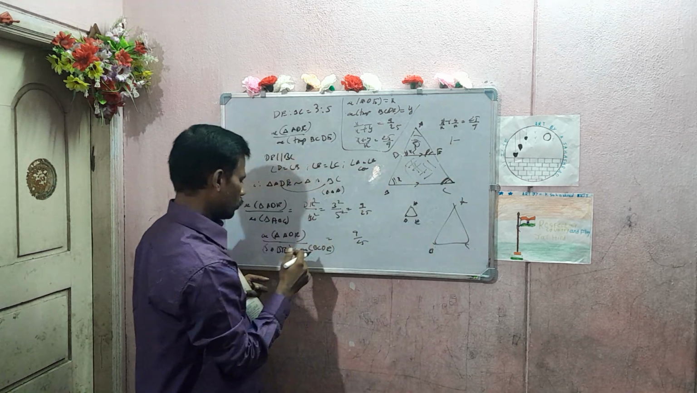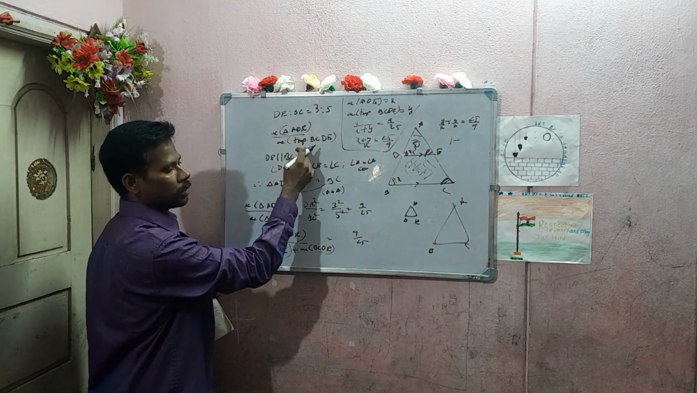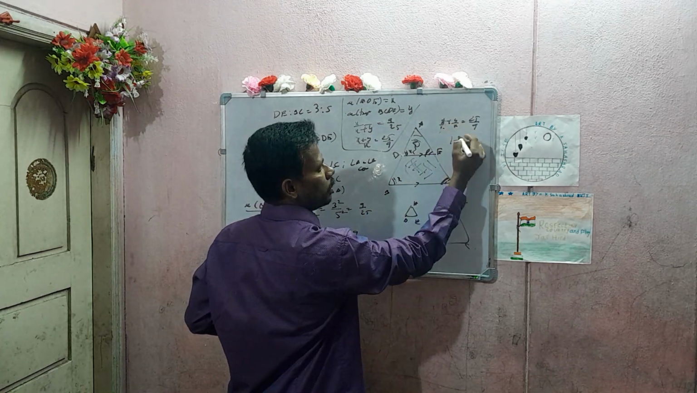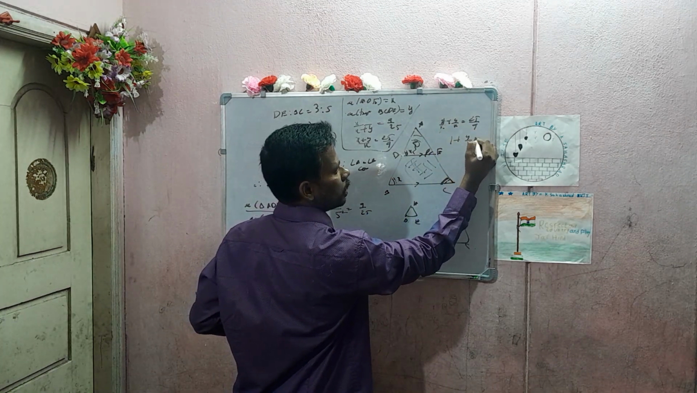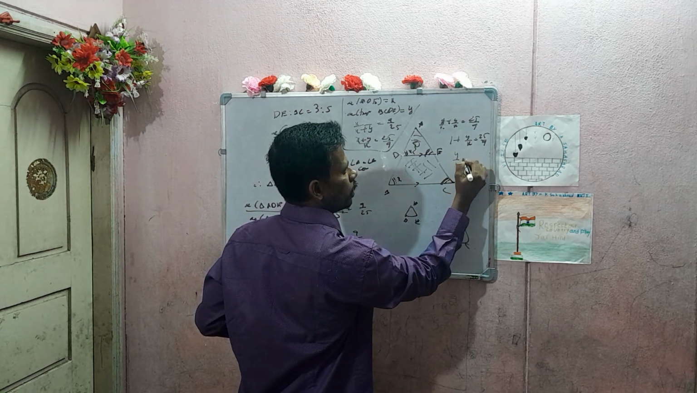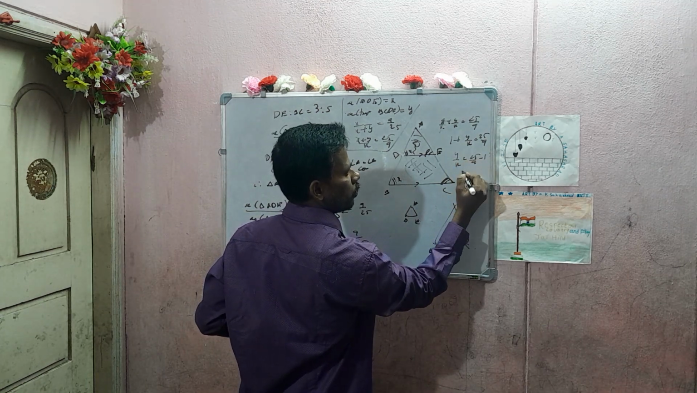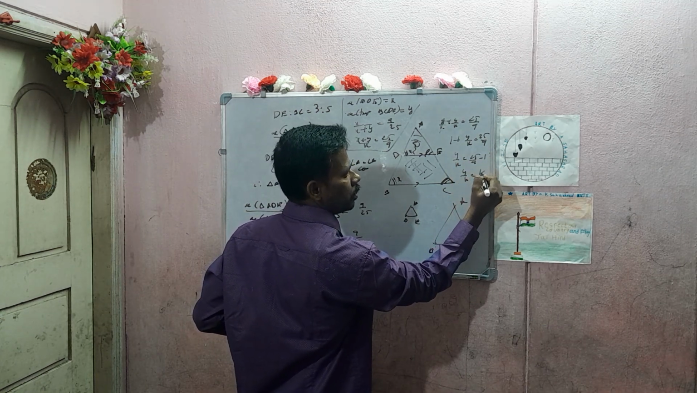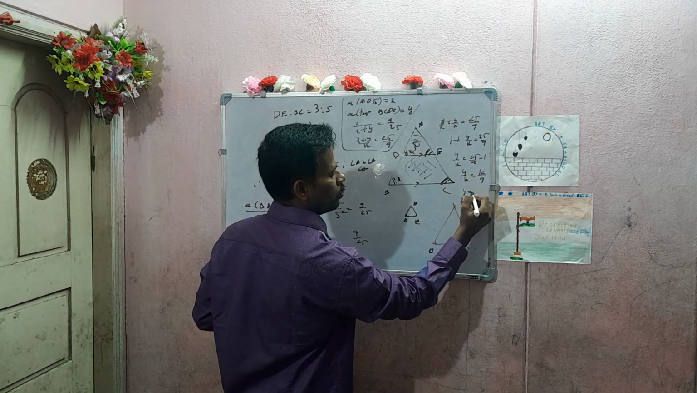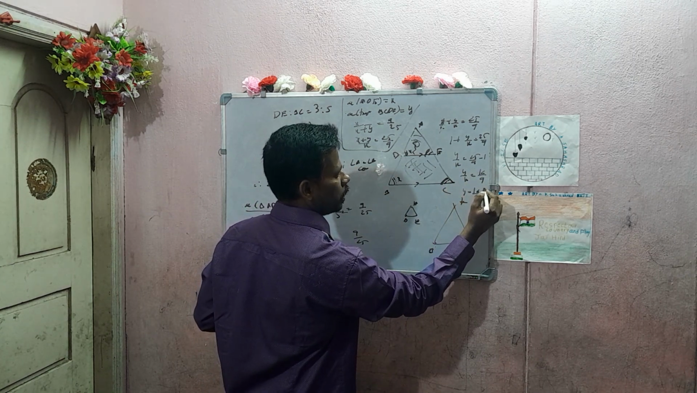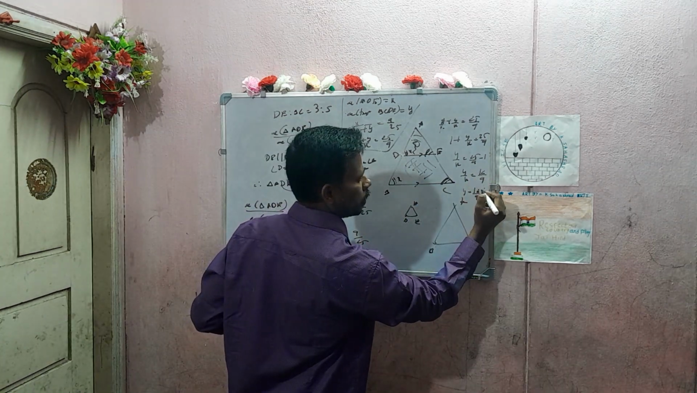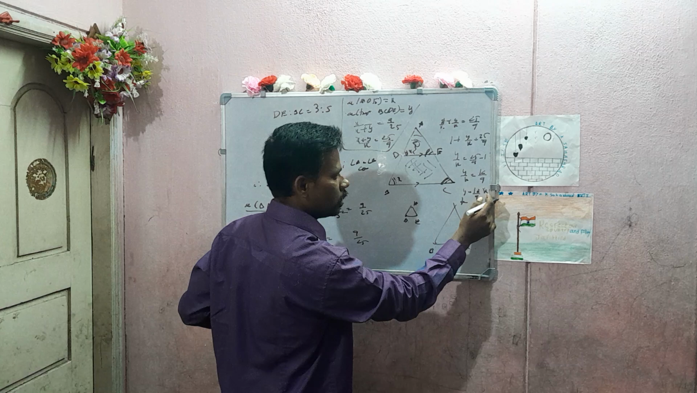What is asked? Area of trapezium BCDE, y. We are calculating the value of y. X by x cancels, 1 plus y by x is equal to 25 by 9. Right? y by x is equal to 25 by 9 minus 1. y by x is equal to 16 by 9. So y is equal to 16 by 9 into x.